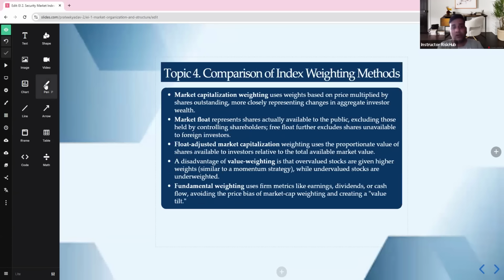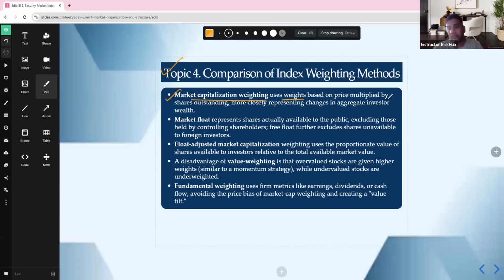Then we go into your comparison of index weighing methods, right? Market cap weighing uses weights based on price multiplied by shares outstanding, more closely representing changes in aggregate investor wealth.